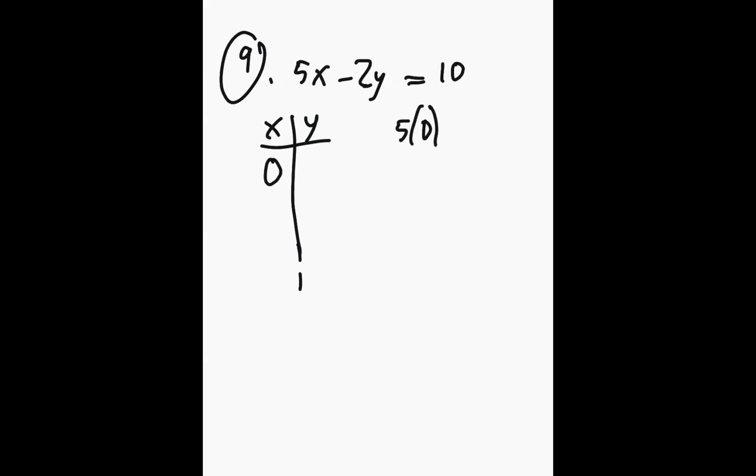And then you'll get 5 times 0, which is just 0. So you'll get negative 2y equals 10. Then divide by negative 2, and you'll get y equals negative 5. So the y-intercept is actually negative 5. So then you have to graph that on the equation.